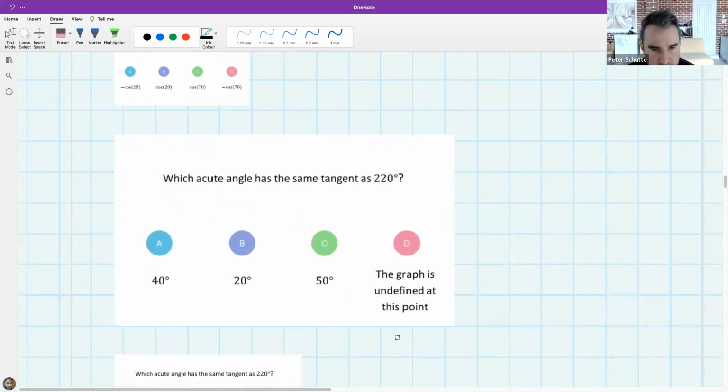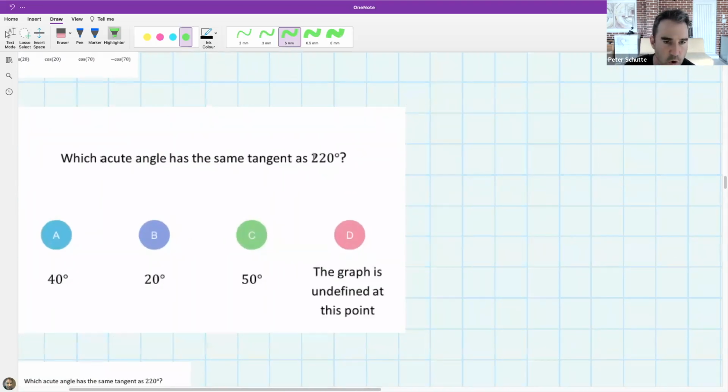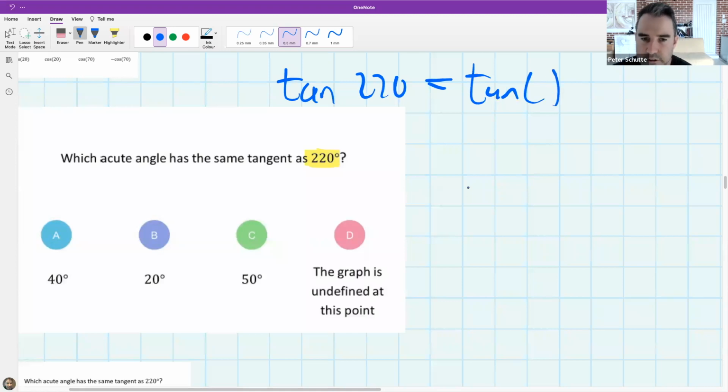I want to ask you the following question. Which acute angle has the same tangent as 220? What they're saying is, which angle has tan of 220 equals the tan of what? I want you to vote with either A, B, C, or D. So we're trying to figure out what this thing is.